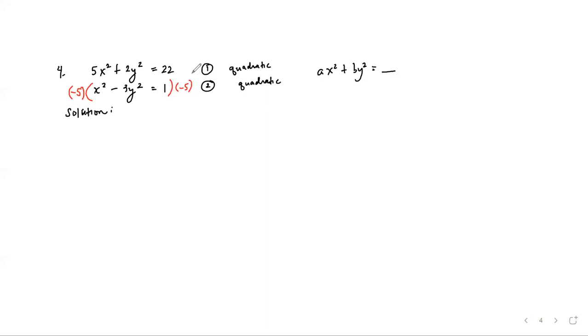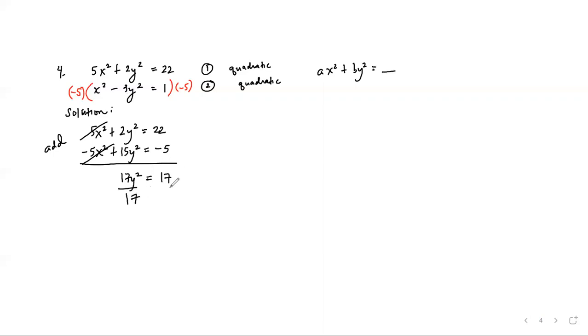So that will give us 5x squared plus 2y squared equals 22. So this is the first equation. And then the second equation will become negative 5x squared plus 15y squared is equal to negative 5. And then adding the resulting equations would give us 17y squared for the left side. It's because 5x squared will cancel out with negative 5x squared. And then the right side will be 22 minus 5, which is 17.